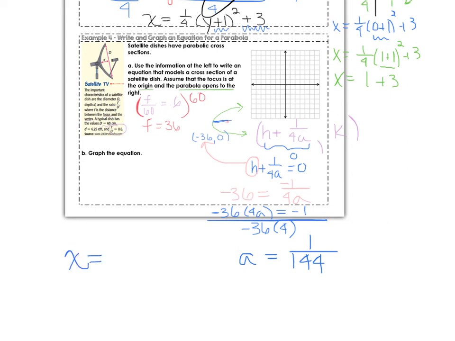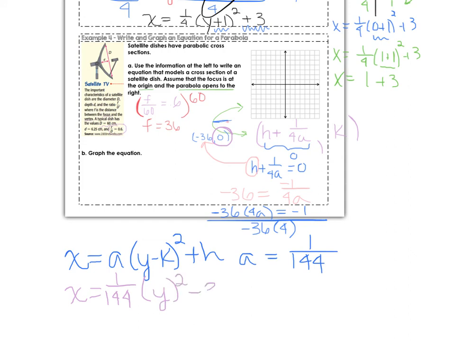So if we have our general formatting here, oopsies, I just messed up the general format equation. Very common mistake. So x is equal to a times y minus k squared plus h. So let's plug in. The a value is 1 over 144. The k value, so that's this guy here, is just 0. And my h value is negative 36. So here is the equation for my parabola.